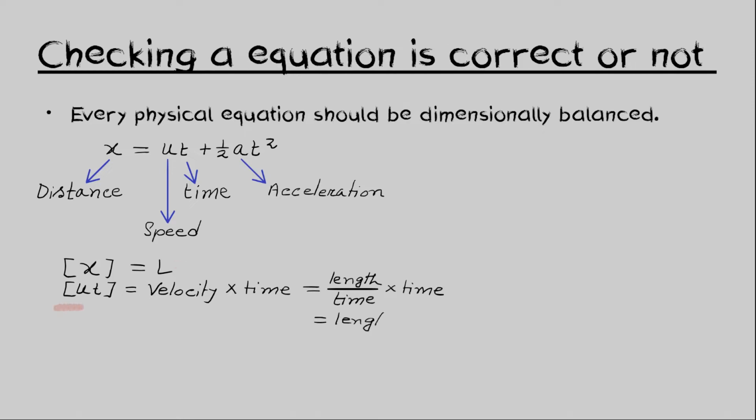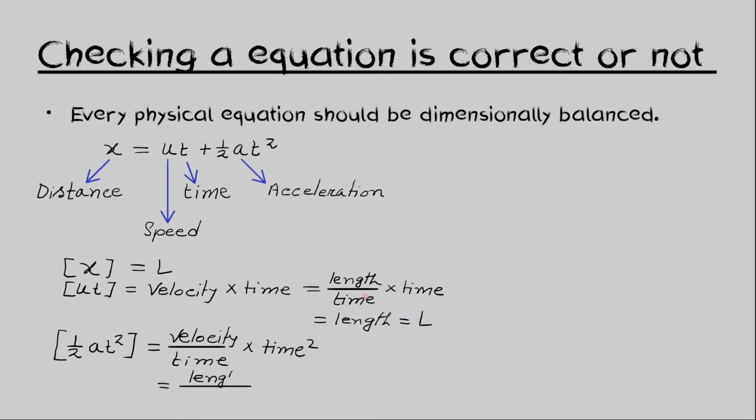The dimension of ut is equal to velocity into time, which is length by time into time. Time cancels, so it is equal to length, that is L. The dimension of 1/2 at^2 is equal to acceleration, velocity by time, into time square, which is length by time square into time square, so it is equal to length, that is L. So you can see that the dimension of each term on both sides is the same. So the equation is correct. In this way, we can check any equation whether it is correct or not.